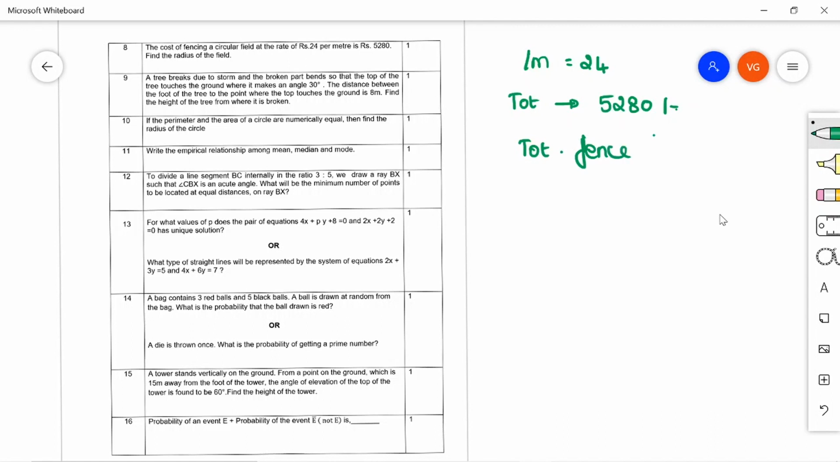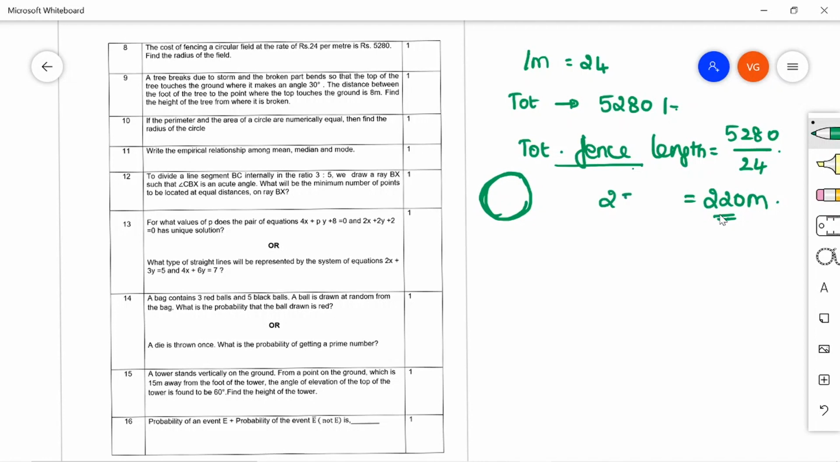So now total number of meters, or else you can write it as total fencing length, is nothing but total cost divided by per meter cost. So 5280 divided by 24. So this you will get 220 meter. Now you know this is total fence length. Fence is nothing but around the circular path, so this is nothing but your perimeter. That is nothing but 2 pi r. So you are asked to find out r. First I am finding out the perimeter from the given data.